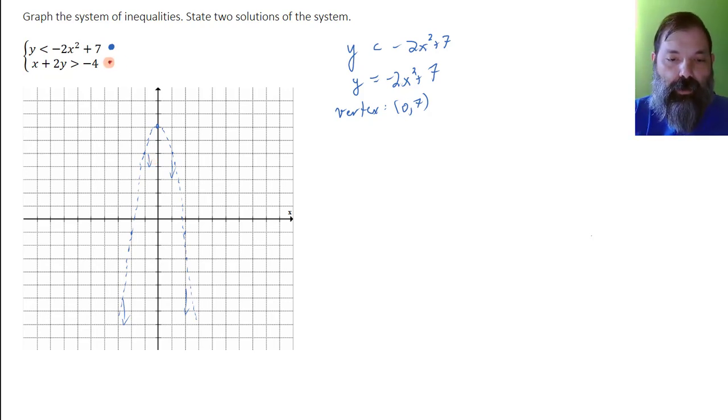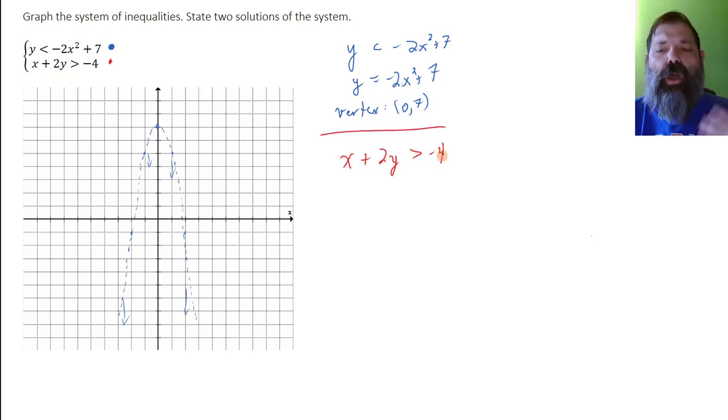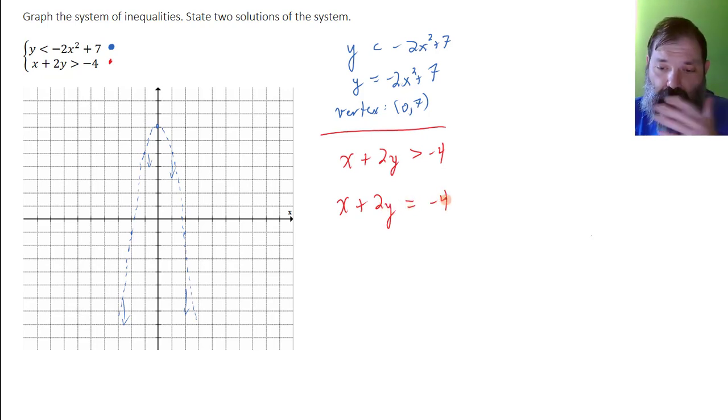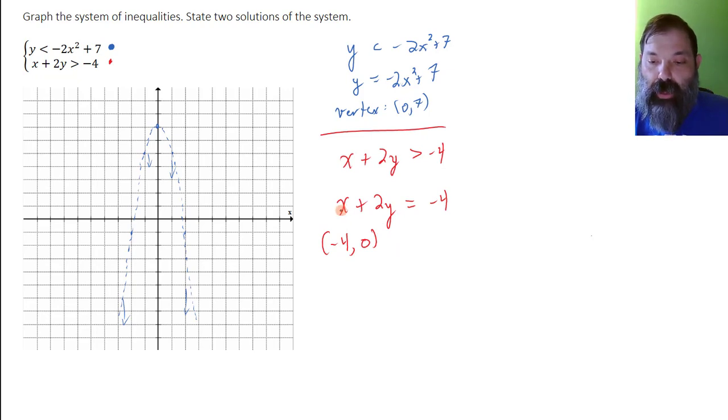All right, I'll work in red for the other inequality. All right, I have x plus 2y is greater than negative 4. Again, it's going to be dotted. And if I think of the equation x plus 2y equals negative 4, then I can graph that using just intercepts. If y was 0, x would equal negative 4. So it's got the x-intercept negative 4, 0. If x was 0, 2 times negative 2 is negative 4. So the y-intercept is 0, negative 2.